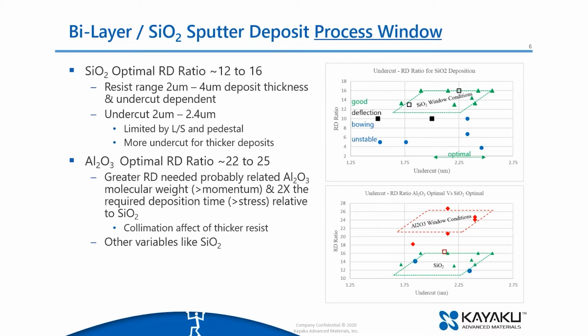Next, we looked at aluminum oxide, and essentially we found very much the same results as we did with the silicon dioxide, but they seem to be offset by a factor. And it's believed that offset is related to the deposition properties of the particular material.